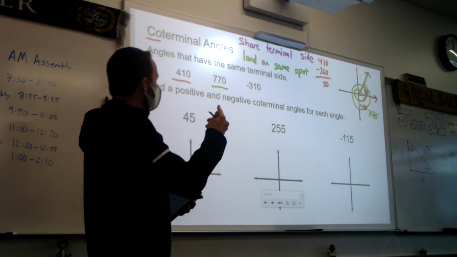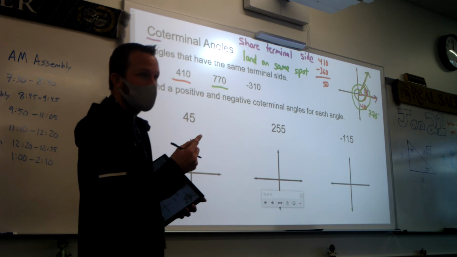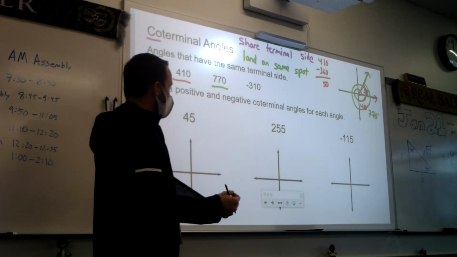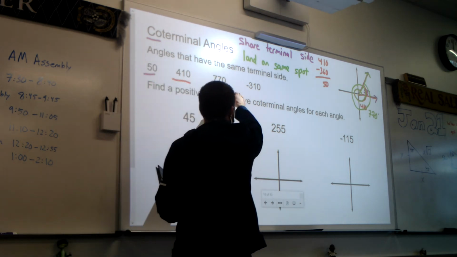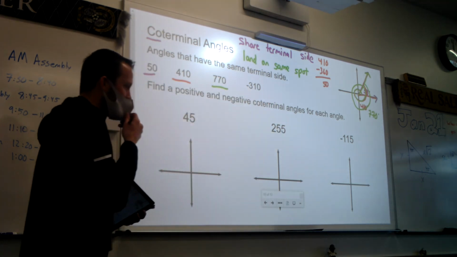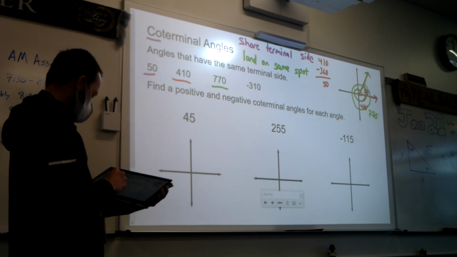When they land on the same spot, what do we call them? Coterminal angles. They're sharing that terminal side. Now, these three landed on the same spot going with positive rotations. Can we do that with negative? Sure, let's try it out.